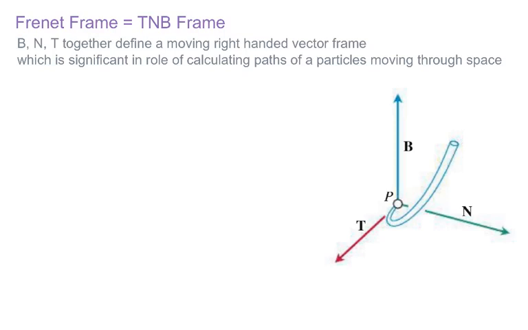So the three of these together, they are really significant when we start calculating paths of particles moving through space. So I hope that helps you to gain a better understanding of what these three vectors are. In the next video, we're going to talk about the tangential and normal components of acceleration. So we're going to leave out the binormal for a little bit. And then when we get to talking about torsion, it's going to come back into play. So that's all for this video.